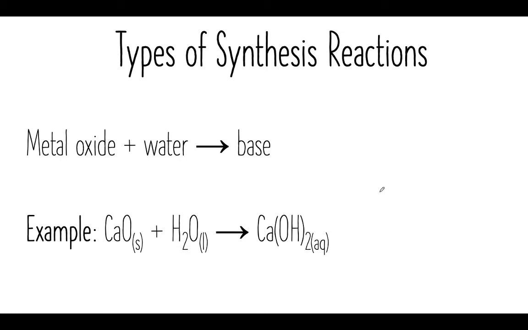Our next type of reaction is a metal oxide, so not the nonmetal, but a metal and oxygen together to make one compound, reacting with water, and this makes a base. And specifically, the type of base that it produces is a base that has hydroxide in it, and whatever the metal is, that is the metal that's going to be in the base. So it's going to be whatever the metal is in the metal oxide with hydroxide to make that base.